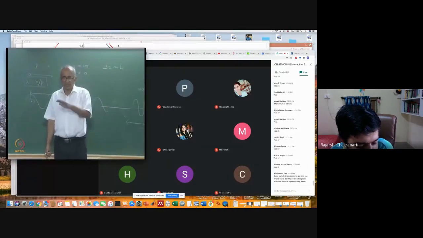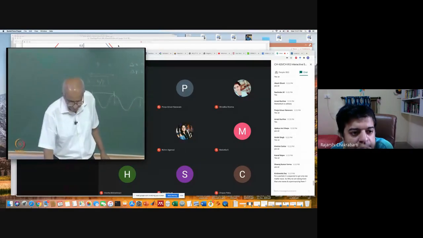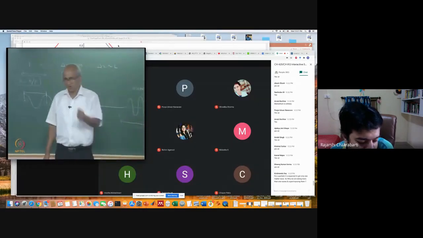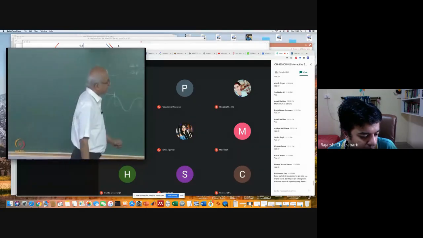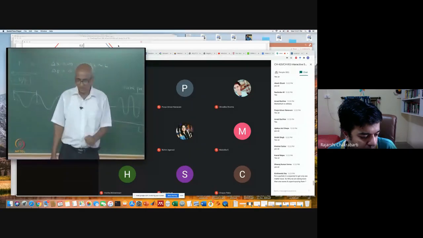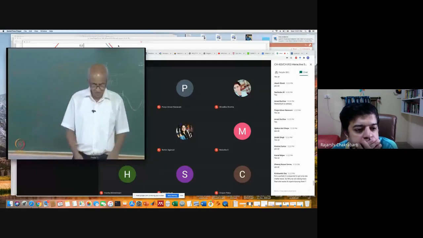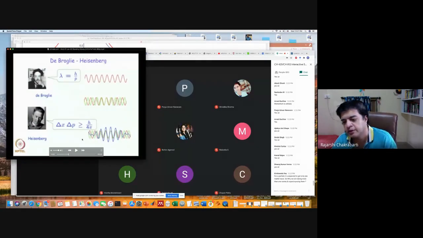This was mathematically analyzed by Heisenberg, and he came up with this relationship. I hope to show this later in the course, but here I am just giving you an overview. He could show that delta x into delta p must be greater than or equal to h divided by 4 pi. This is one of the consequences of wave-particle duality. We'll discuss it from the next class.